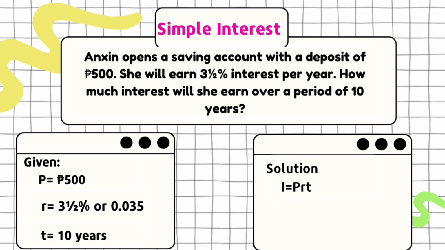After identifying the given, let's substitute the given values to our formula. So our formula is I is equals to P R T. Then substitute the value of P, which is 500 pesos, R is 0.035, and T is 10. Then multiply, and the final answer is 175 pesos.